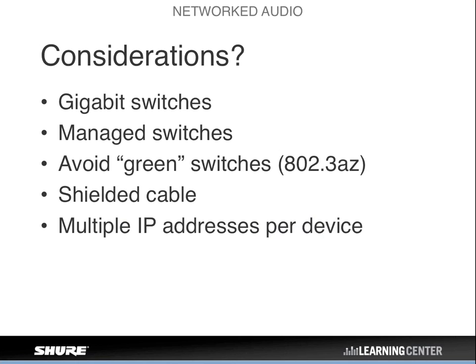Some specific considerations when you're doing networked digital audio, particularly with Dante: gigabit switches are recommended. You really want to be able to handle that kind of traffic on a network. A managed switch is typically also recommended, and that's a switch that has some sort of DSP or a GUI on it that allows you to configure the switch. A lot of times they have something called quality of service, which improves the performance of the overall digital audio network. You should avoid green Ethernet switches, green as in environmentally friendly. I know it's probably not a good thing to be encouraging right now.